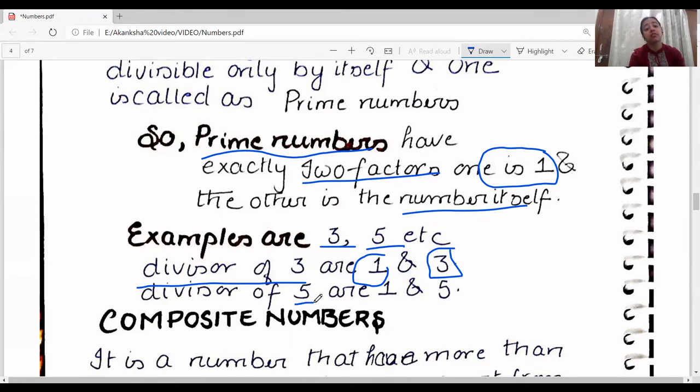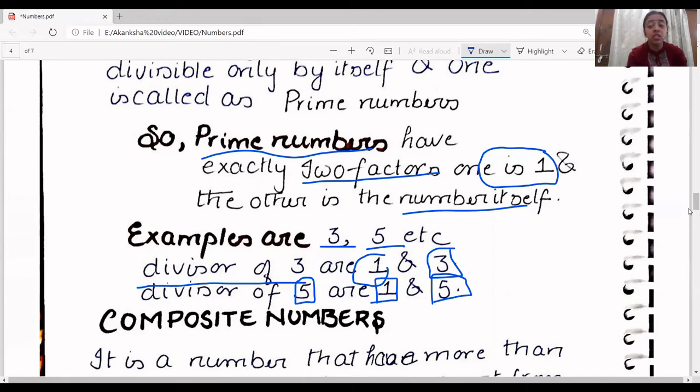Coming to 5. 5 is divisible by 1 and by itself. Apart from this, it is not divisible by anything else. So prime numbers are numbers that are divisible by 1 and by the number itself.